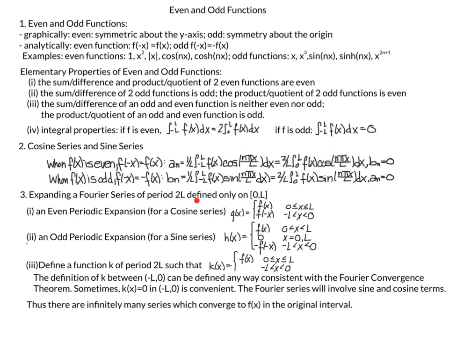And last, we talked about if we have a function defined between 0 and L that is not even or odd, we can expand the function to make it even using this formula here, or we can expand the function to make it odd using this formula here. And by doing so, once we expand the function, we're really interested in the function between 0 and L, but we can expand the function and then make a pure cosine or a pure sine series. And then that will be valid on the interval 0 to L for our original function.